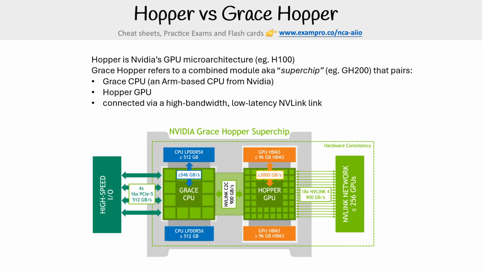The other thing is that they're connected via high bandwidth, low latency NVLink here. And if you look at the graphic down below, I think it's pretty clear what's going on. We have the CPU, we have the GPU, you have your NVLink, okay? So that's all it is, okay?